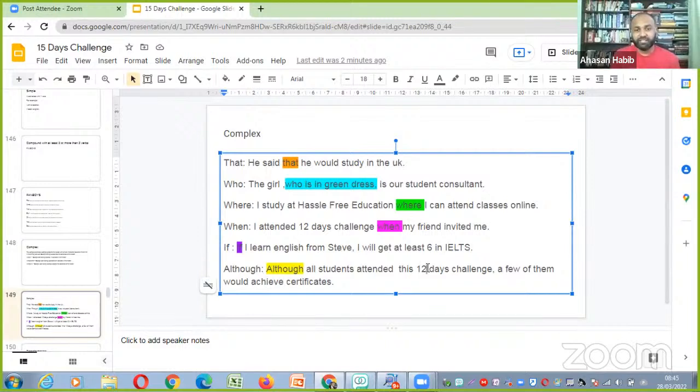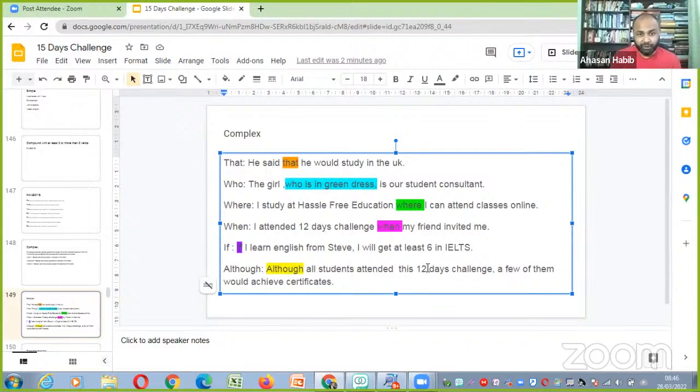I attended the 12 days speaking challenge when my friend invited me, right? So also you can say, I attended Speak English in 12 days when it's 1 o'clock in Bangladesh. So if I learn English from Steve, I will get at least 6 in IELTS. So use this sentence as an example, then make 5 more sentences.